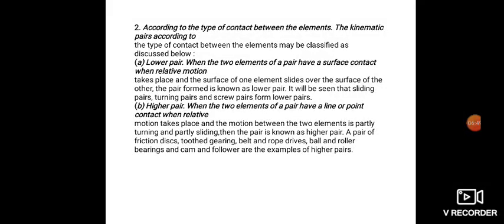when relative motion takes place and the surface of one element slides over the surface of the other, then that type of pair is known as lower pair. In higher pair, when the two elements of a pair have a line or point contact, when relative motion takes place and the motion between the two elements is partly turning and partly sliding, then the pair is said to be a higher pair. Okay, so this is another type, another consideration.